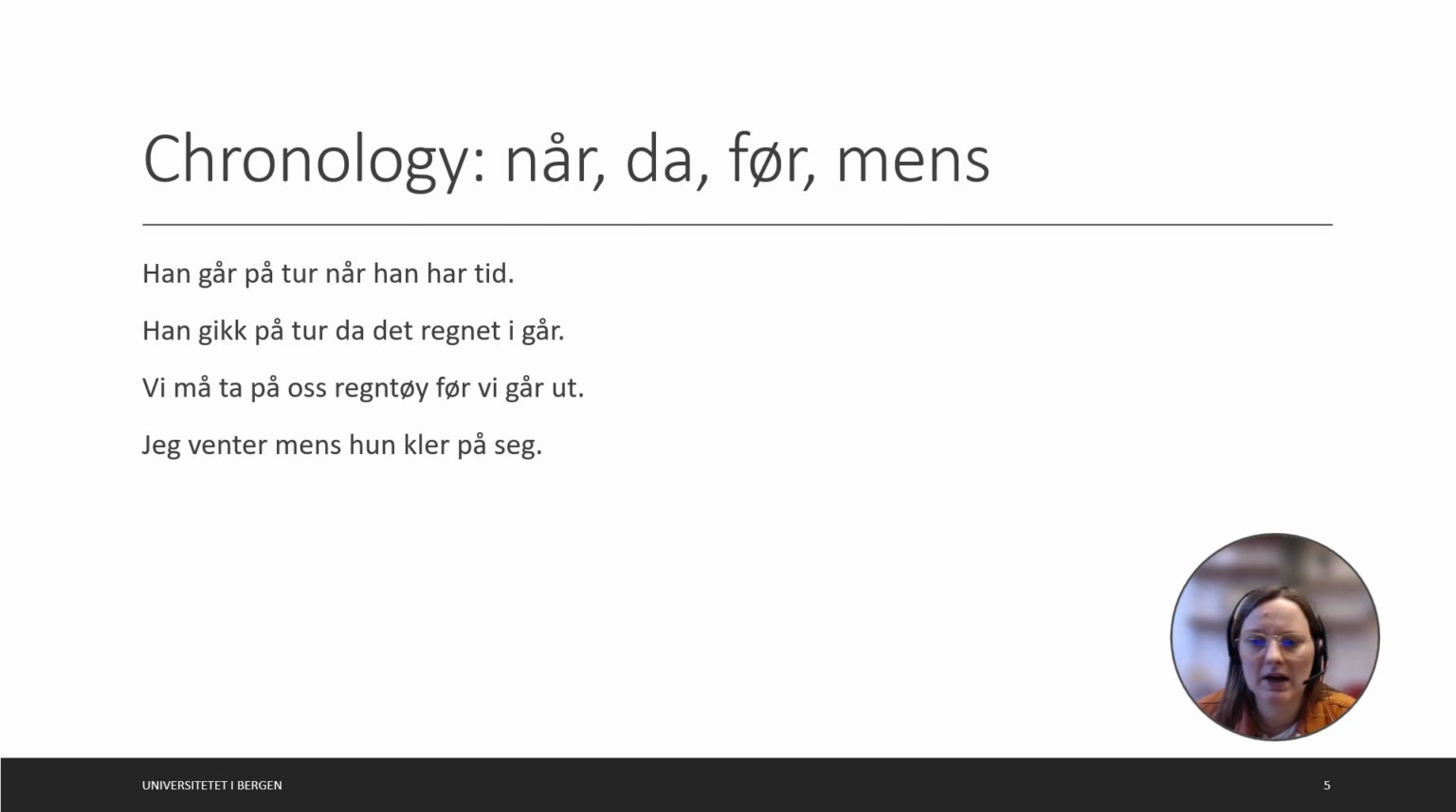Then we also have the subjunctions når, da, før, and mens, when we talk about chronological order. Han går på tur når han har tid. He goes for a hike when he has the time. Han gikk på tur da det regnet i går. He went for a hike when it was raining yesterday.